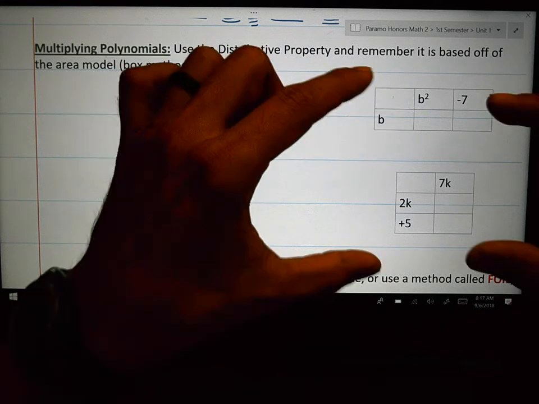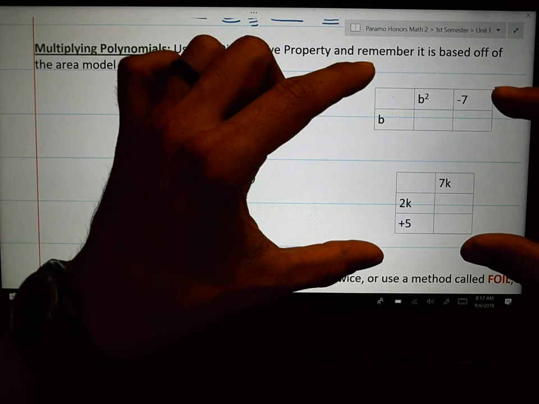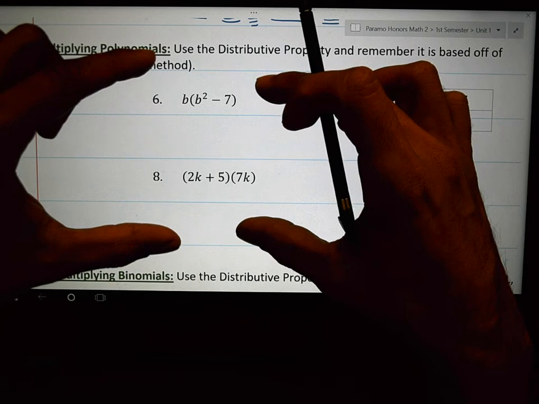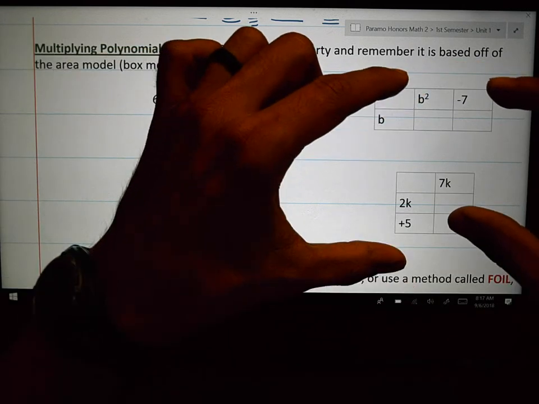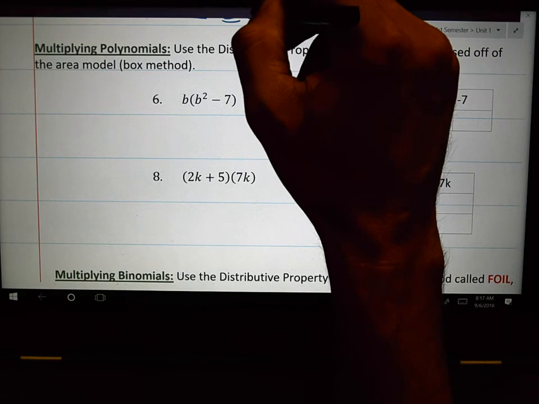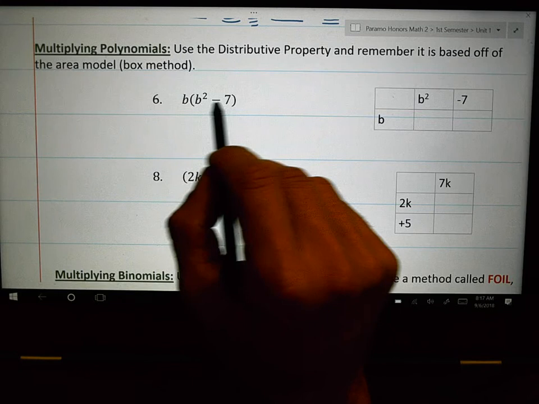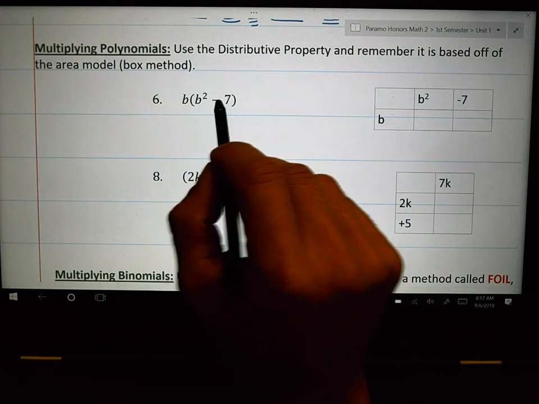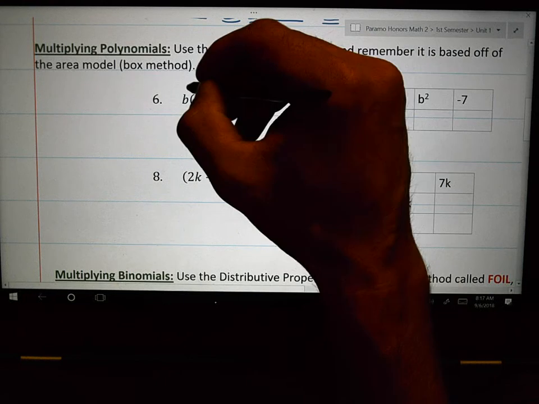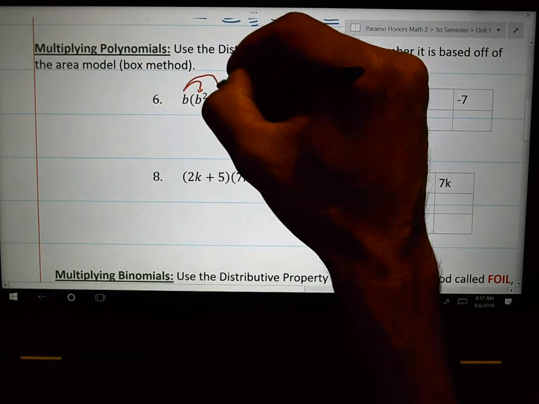If you want to use this method over here that I am highlighting, feel free to use it. Most of my students will do the work over here, but this is here just to show you how it looks if it was an area model. Okay, so what we do, if I have b and it's multiplying, I cannot put the b squared minus 7 together because they're not like terms. And so since the b is multiplying this, I can multiply the b to the b squared and multiply the b to the minus 7.